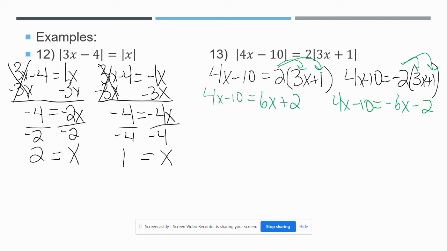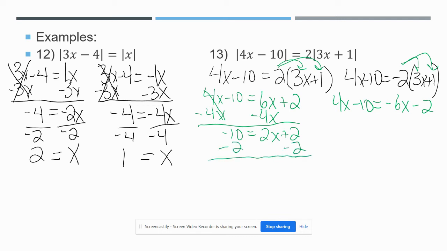Now we work to get our variables on the same side and then our non-variables on the opposite side to solve. I'm going to move this 4x. The opposite of a positive 4x is to subtract 4x. Don't forget that minus sign with the 10. So we have negative 10. 6 plus negative 4 is 2x. And then we bring down that plus 2. I'm going to subtract the 2 over for its like term. Negative 10 plus negative 2 is negative 12. We bring down the 2x, and that adds to 0. Divide by 2 on both sides, and we get negative 6 is equal to x.